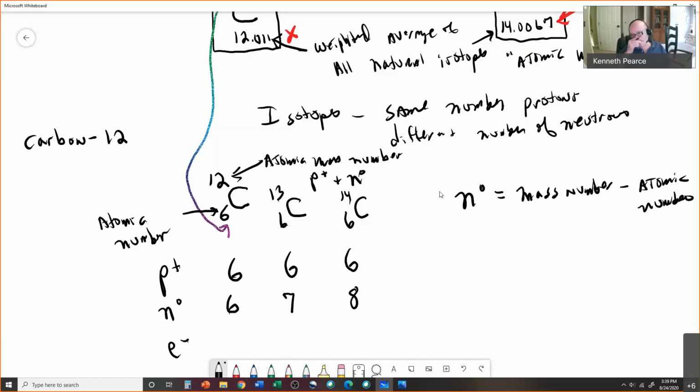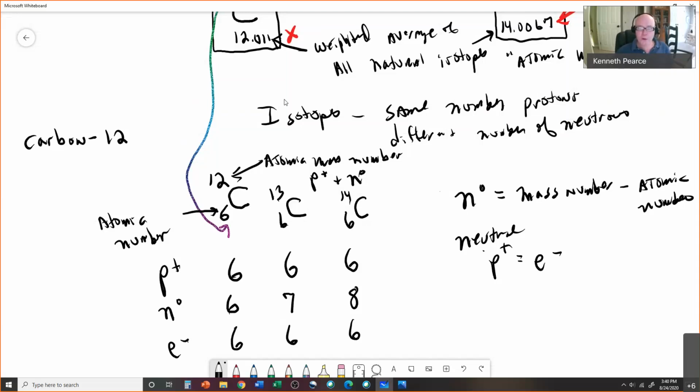You can always find the neutrons. Mass number minus atomic number gives you the number of neutrons. And for the whole atom to be electrically neutral, the number of protons has to equal the number of electrons. So 6 protons for carbon 12, carbon 13, and carbon 14 means we have 6 electrons all the way across.